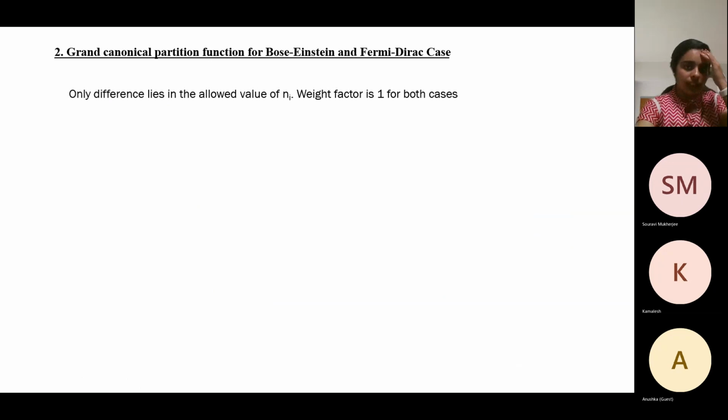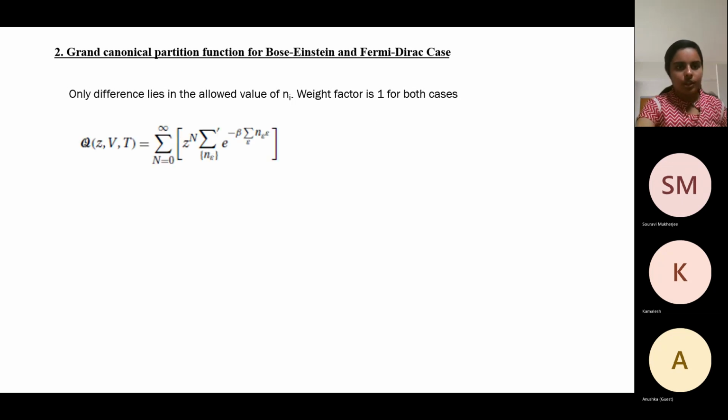But what's more interesting now is to study what happens when you have either bosons or fermions, right? And the only difference between them lies in the allowed values of n_i. And the weight factor for both of them would be 1, because both of them are indistinguishable. So first we would just generalize the terms a little bit, and then we would finally put in the values of n_i. So this is your general expression for the grand canonical partition function.